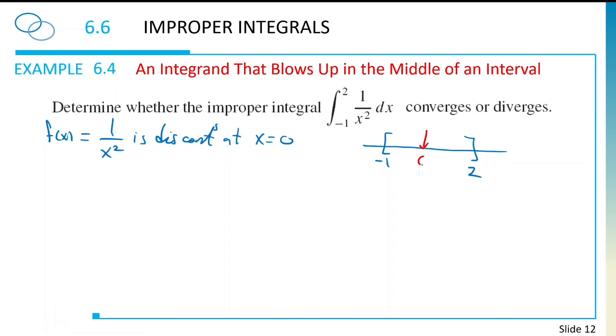I have 0 is here. So I need to split the integration from -1 to 0, and then I continue from 0 to 2. So I have two integrals. Okay, let's see what can we do. I'll start with the original one.